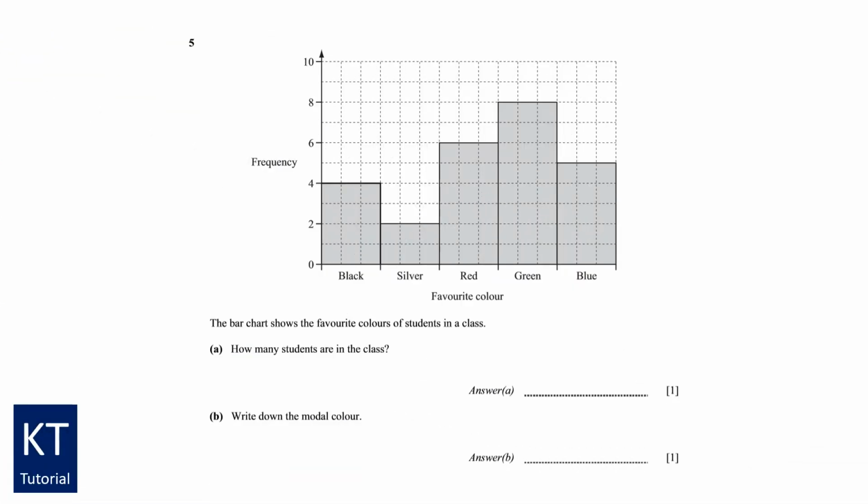Question 5. The bar chart shows the favorite colors of the students in a class. How many students are in the class? This would be the sum of the 5 frequencies of the bar chart. Next, write down the modal color. This would be the color with the highest frequency, and it being green.